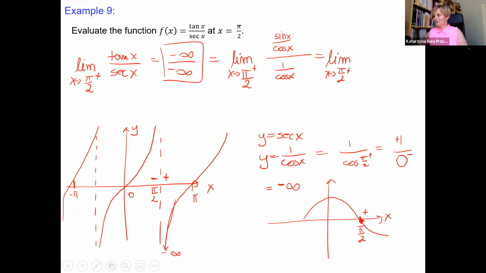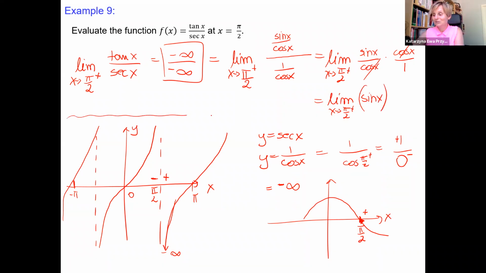We can see this, but I can rewrite this as sine of x over cosine of x, and dividing by a fraction means multiplying by the reciprocal. Okay, and then we just end up with the function sine of x. That means we managed algebraically to simplify, and sine at pi over 2 is basically 1.